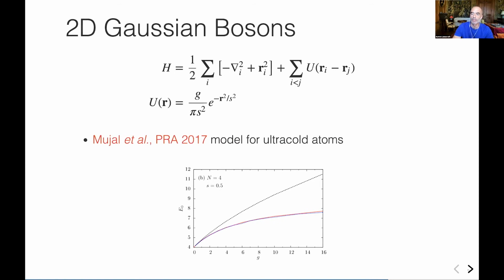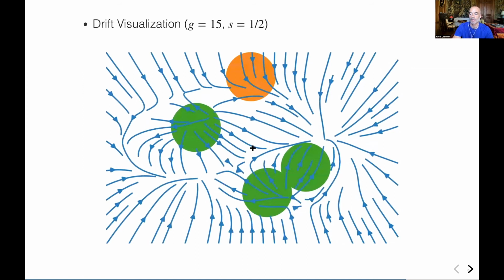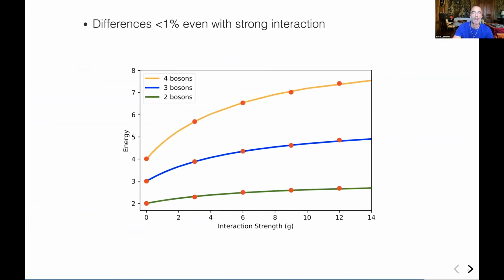And the other example we looked at was 2D Gaussian bosons with a harmonic potential and Gaussian interactions, which we took from this paper in 2017. This is how the learned drift looks for the orange boson in the presence of those green bosons. Just as an illustration, you can see that drift is trying to keep the orange boson away from the green bosons, which is what you would expect it to do in the presence of repulsive interactions. And here's the comparison with these exact results from the earlier paper, which were based on exact diagonalization. So you can see we're within 1%, even with strong interactions.